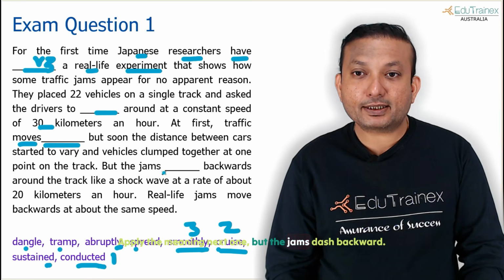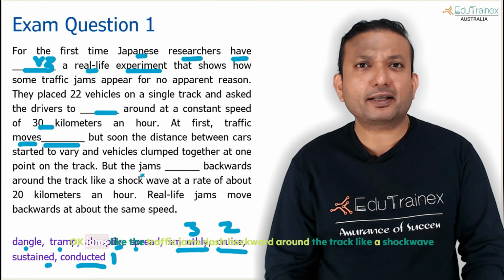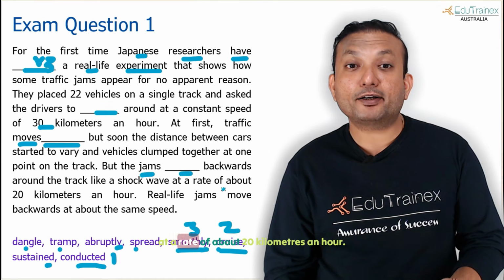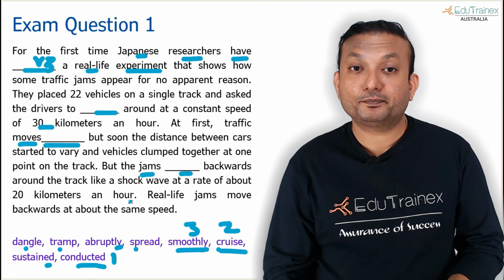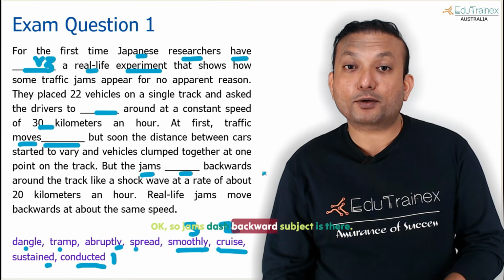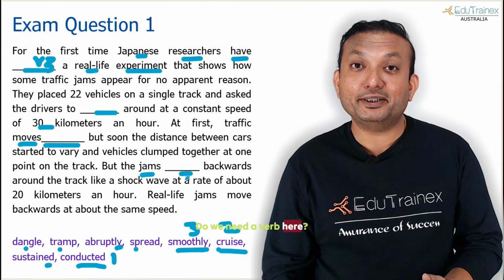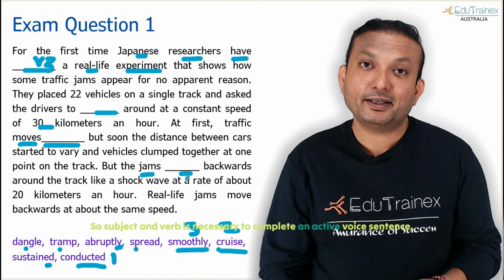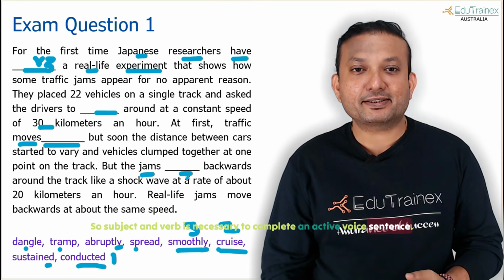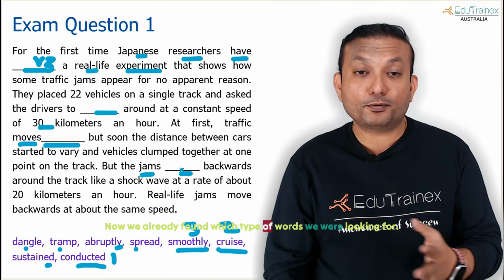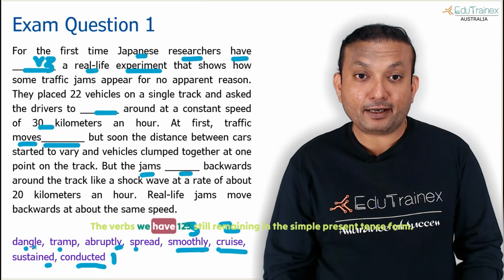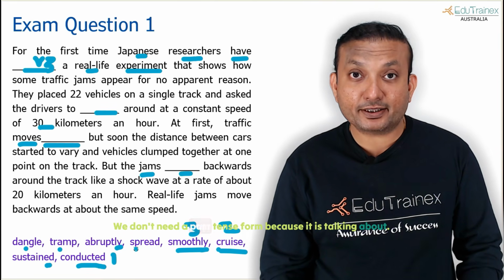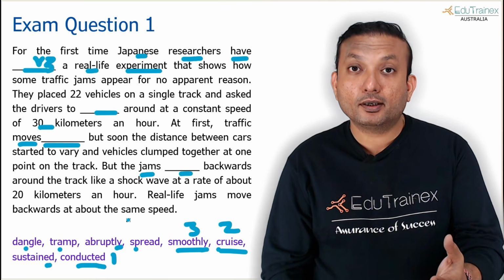Next one, but the jams dash backward. Okay, jams like the traffic jams dash backward around the track like a shock wave at a rate of about 20 kilometers an hour. Okay, so jams dash backward. Subject is there. Do we need a verb here? Yes, jams is doing something. Subject is doing something. So subject and verb is necessary to complete an active voice sentence. Now, we already found which type of words we were looking for, the verbs. We have 1, 2, 3 still remaining in the simple present tense form. We don't need a past tense form because it is talking about present tense.